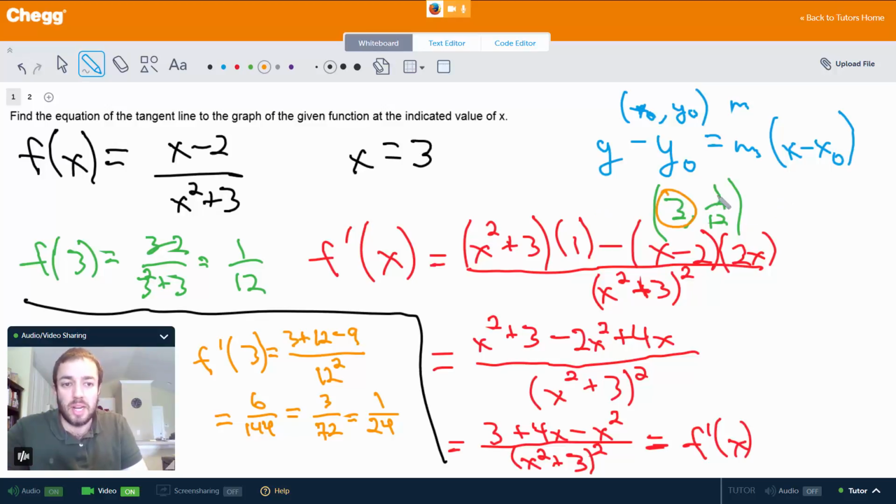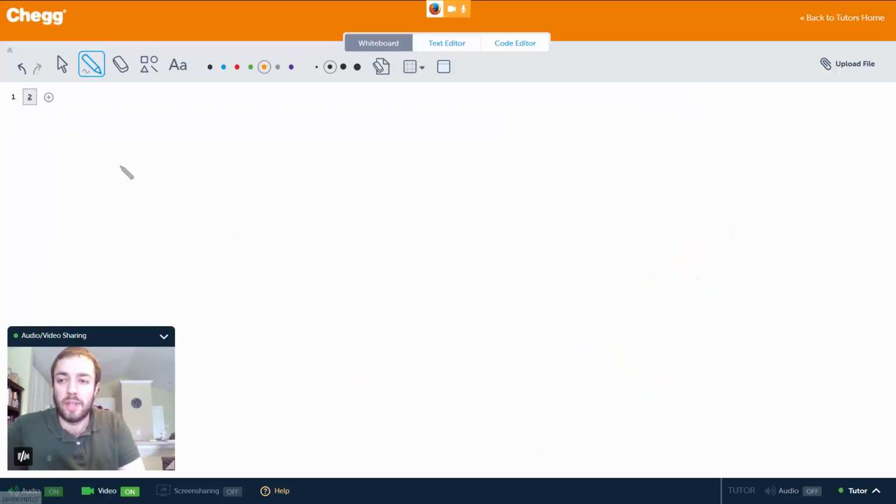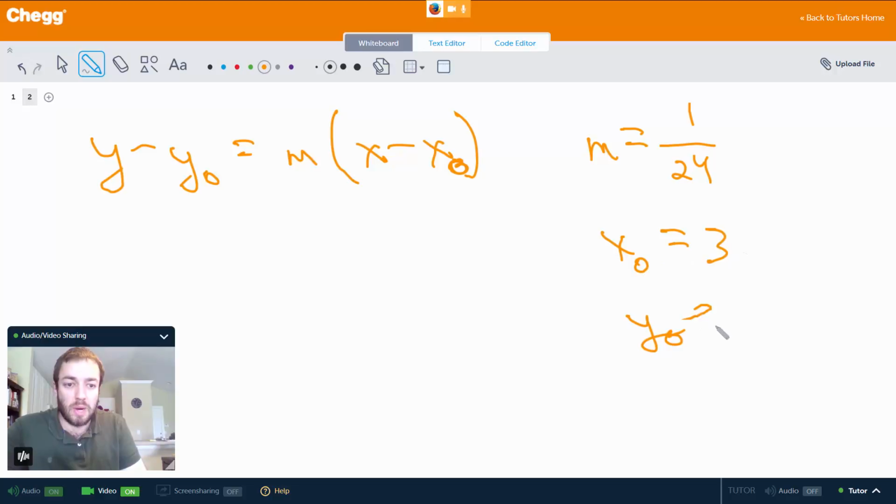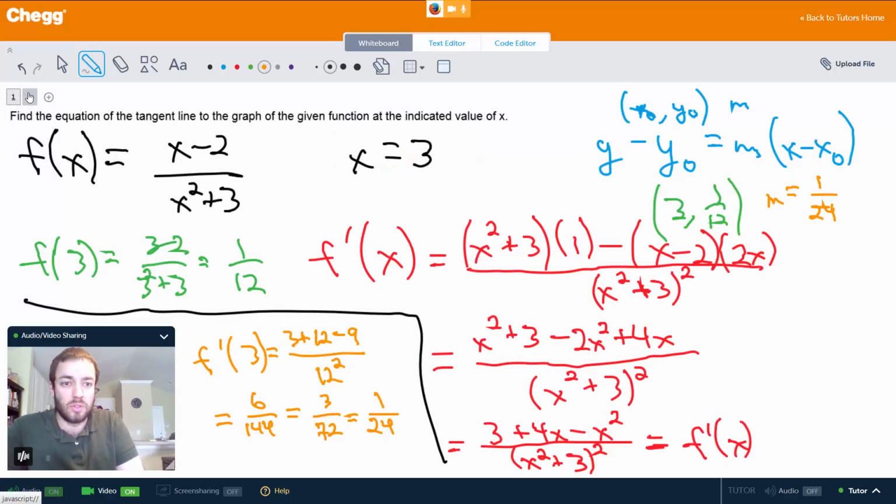Okay, so here's our x0, here's our y0, and we just found our m. Our m is 1 over 24, because remember, the slope of the tangent line is the derivative. Okay, so let's go to page 2 and then put this all together. So we have y minus y0 equals m times x minus x0. And then we know that m is, what was it, 1 over 24. And x0 was 3, that was given to us. And y0 is 1 over 12.